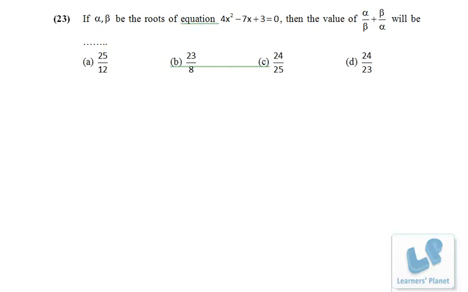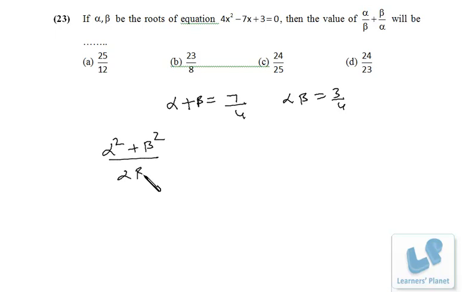Now similarly, in this question, alpha beta are the roots of this equation. We have to find out the value of this expression. Now what will be value of alpha plus beta over here? It's minus b by a. So it's minus of minus 7 by 4. That's 7 by 4. And alpha beta is what? 3 by 4. Right? Now we have to calculate the value of this. So first of all, I just take LCM. So I'll be getting alpha square plus beta square by alpha beta.